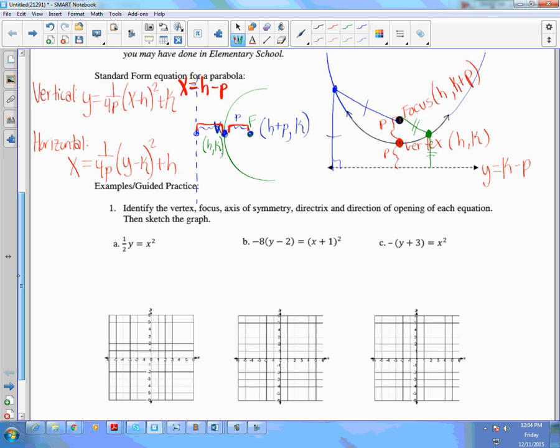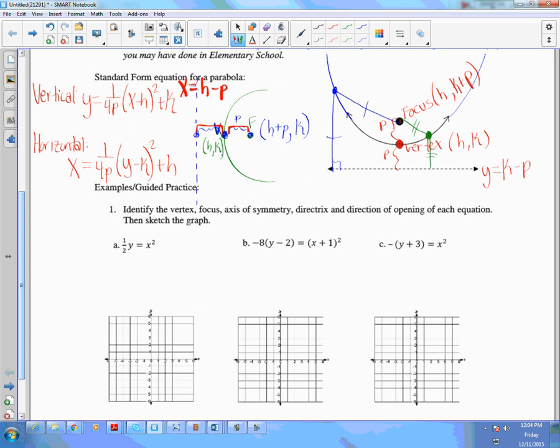So that's another thing. We're just going to do A on this worksheet, and then we'll try some of the homework together. Identify the vertex, focus, axis, and the directrix, and the direction of opening. So it's going up, down, right, or left. Then sketch the graph.